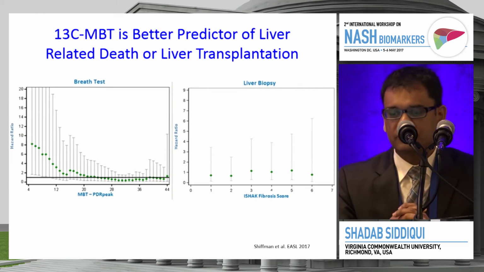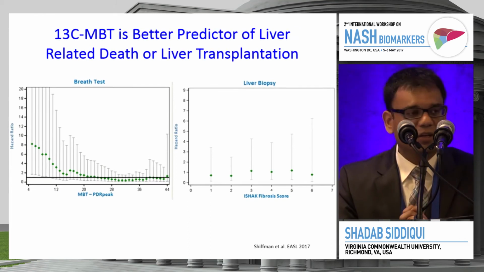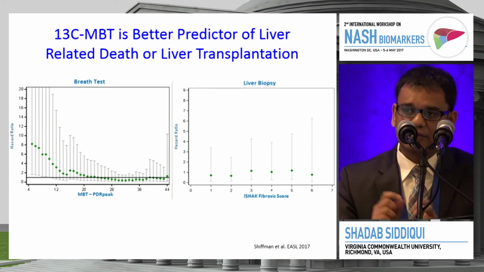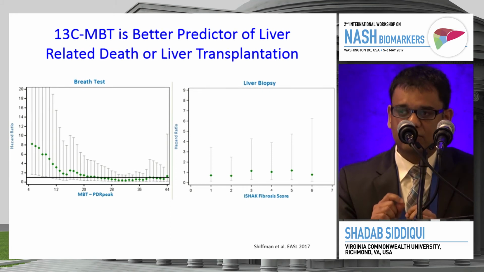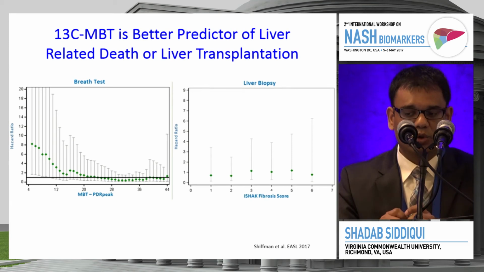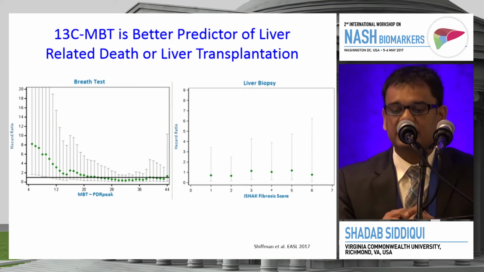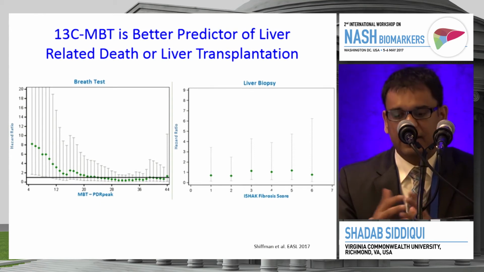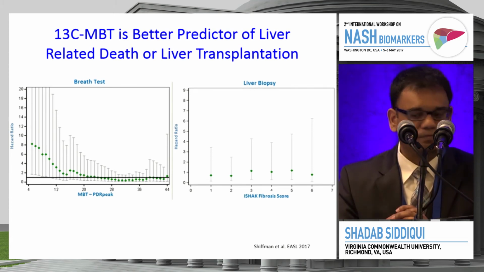This is a poster that was recently presented at EASL, and it looks at patients who've had a biopsy and an MBT, and this included a diverse cohort of patients with varying degrees of hepatic fibrosis. And it shows that if you had a low % drug recovery, it predicted the need for liver transplantation or liver-related death, and the lower it is, the higher the accuracy the MBT has. When you compare that to liver biopsy, the line is essentially flat.